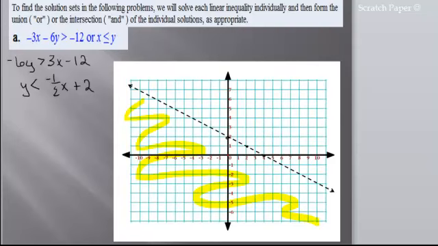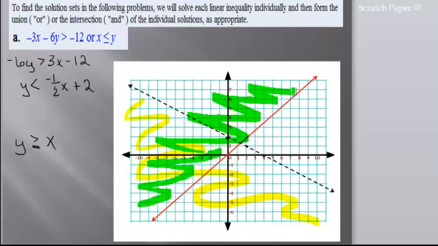Okay, so let's look at the next part. The next part says x is less than or equal to y. Well, to graph this, I want the y to be written first. So that's also the same as y is greater than or equal to x, right? This one will be a solid line because of the little equal to symbol, and it will be a 45-degree angle right through the origin. So the red line will represent that one for us. It says y is greater than or equal to that, so for this one, we want to shade above that red line. Everything above that red line.